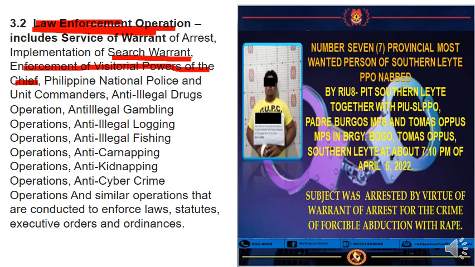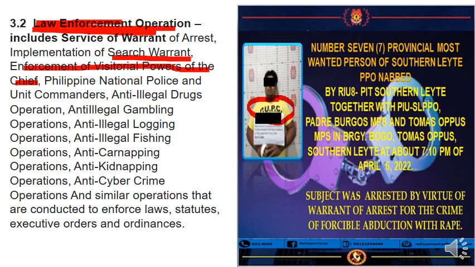Now, in our example, this one is from Southern Leyte. So, he is the number 7 provincial most wanted person. Okay? So, by the way, it might come out in the board exam, ha? And I would ask this one. What is the meaning of PUPC? So, PUPC means person under police custody. So, these are the terminologies. I want you to remember that PUPC means person under police custody. You can no longer use the word detainee. You are no longer allowed to use that word, it is a new term. PUPC.